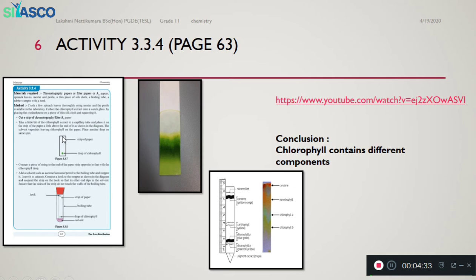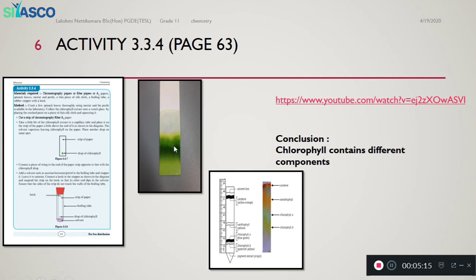Then you have to hang this filter paper piece, the stationary phase, in this boiling tube this way, letting the lower edge touch the solution here. Here you have to use a solvent like acetone or kerosene oil. Then you have to keep it for a while. Later on you will observe different color bands like this, different greenish shades.